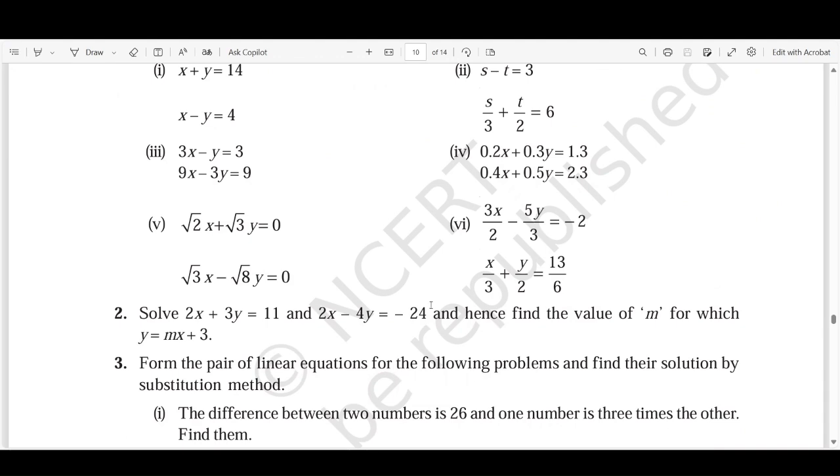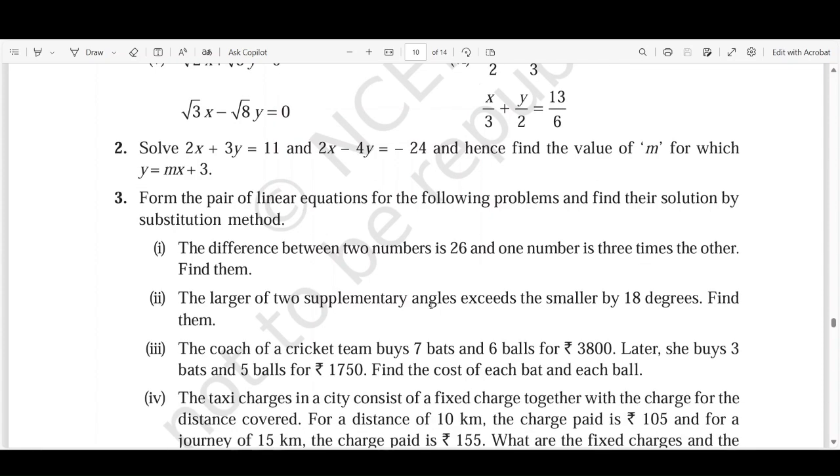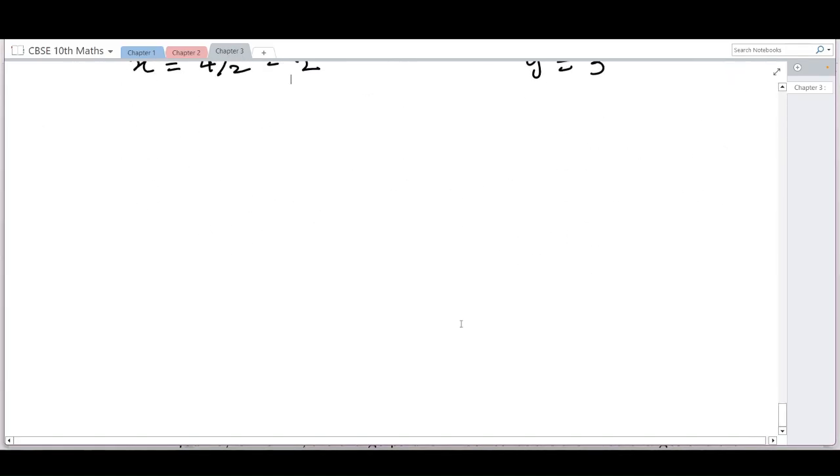Problem number 2. Solve 2x plus 3y equal to 11 and 2x minus 4y equal to minus 24, and hence find the value of m for which y equal to mx plus 3. So now we have to solve these two equations, and by using that x and y value, we have to substitute in the third equation what they have given, and we have to identify the value of m. Clear? So by using method of substitution, we are going to solve these two equations first.